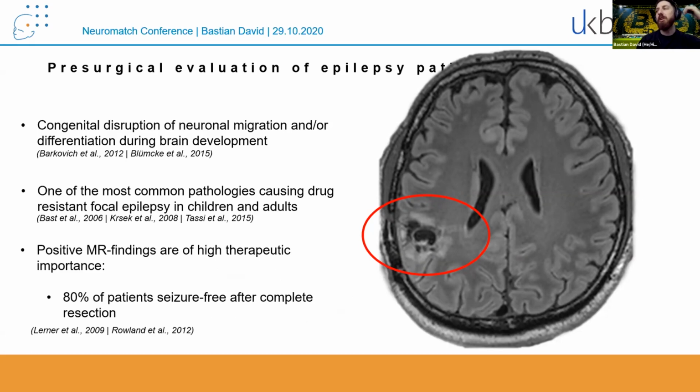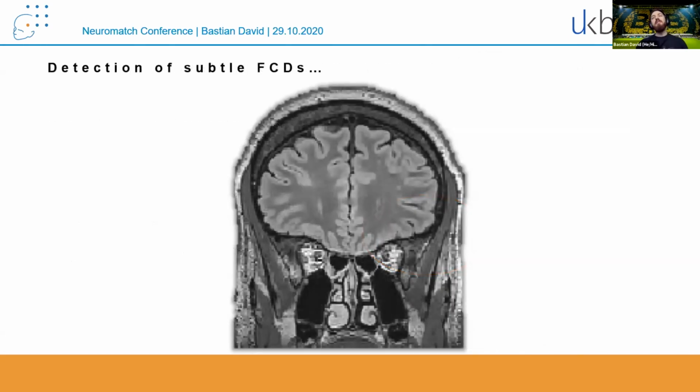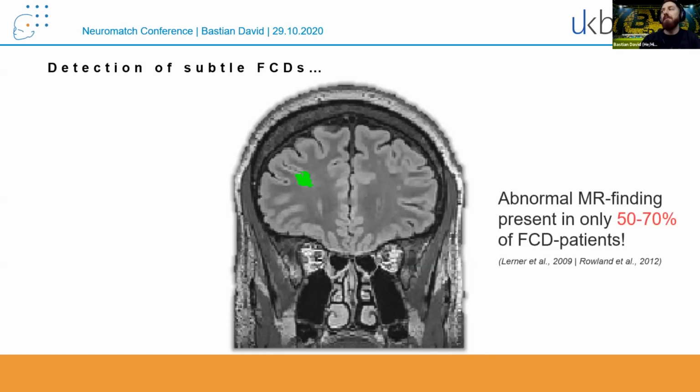Actually, if you're a very specialized clinic, this number is probably even much higher, like 95% or something like this. However, not all FCDs can be detected easily by the neuroradiologist. This one, for example, was an MR-negative patient in our clinic, and the lesion is here. I marked it green. And this is not a singularity, but in fact, we have only abnormal MR findings in around 50 to 70% of FCD patients. This differs a lot on the clinic and on the skill of the neuroradiologist. So there's a huge number where big improvements can still be made in this field.